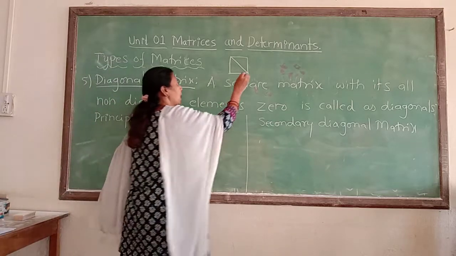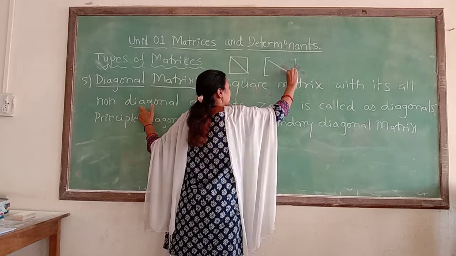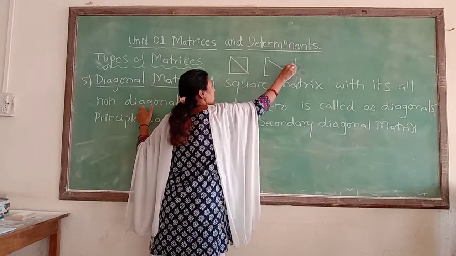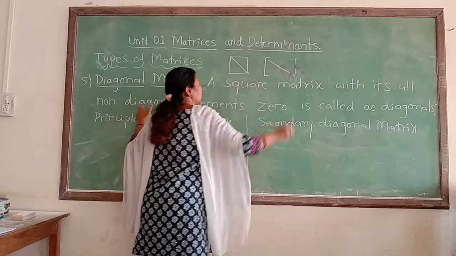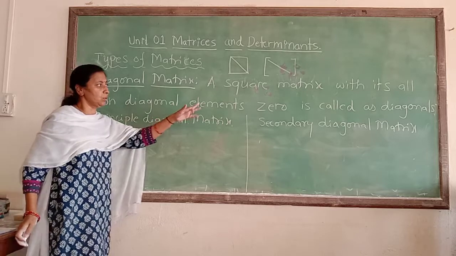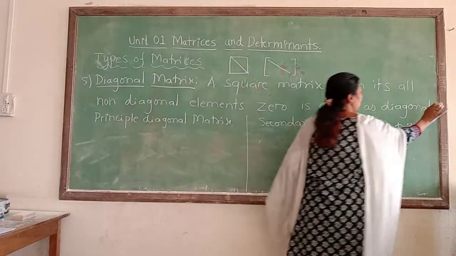So, in a matrix, if you take this as the diagonal, leaving these diagonal elements, if all other non-diagonal elements are 0, then it is called a diagonal matrix.